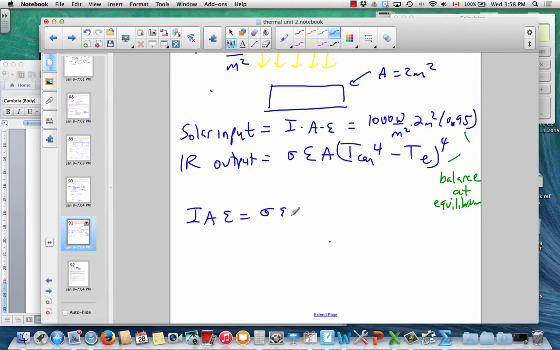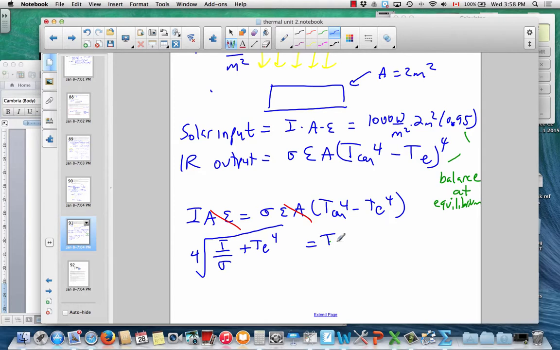So if we just set those things equal to each other, and by doing so we're ignoring convective cooling, we're saying the car is only cooled radiatively, we see that these things cancel, and then we divide both sides by the Stefan-Boltzmann constant, or Stefan's constant. We add environment temperature to the fourth. This gives us car temperature to the fourth. We take the fourth root to get the temperature of the car.